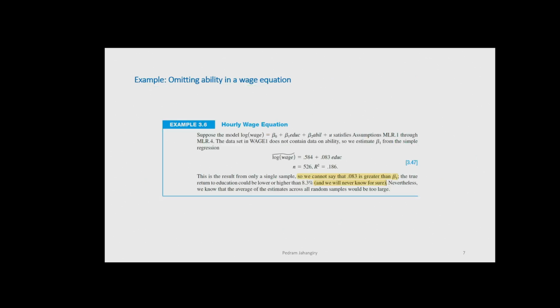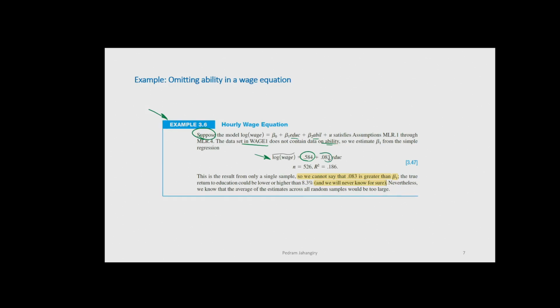All right. Now let's look at some numbers from the textbook. Actually, let's read through this example. Example 3.6, the hourly wage equation. We are regressing log wage on education and ability. Suppose that assumptions MLR1 through MLR4 are satisfied, so beta hat 1 and beta hat 2 are going to be unbiased. However, the data set wage1 in the Wooldridge does not contain the ability variable. So at the end of the day, you will use this equation and estimate the numbers, and these are the numbers.